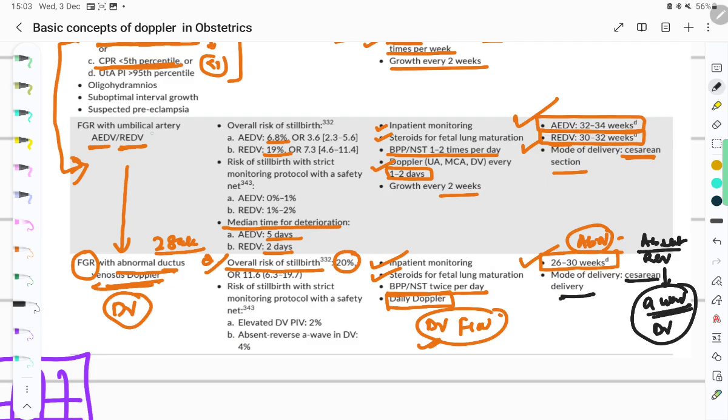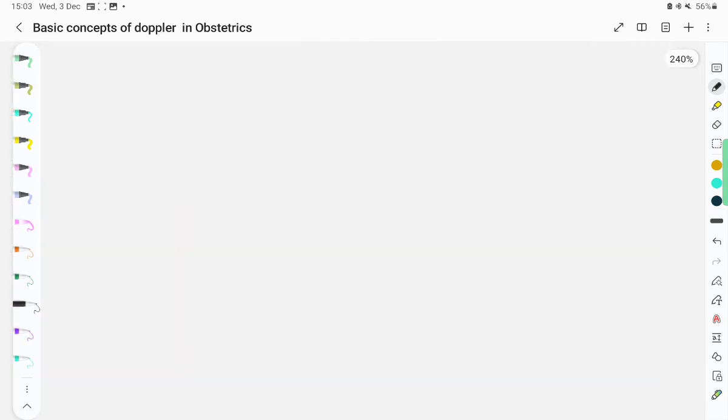If the fetus has absent or reversed diastolic flow and is still very preterm, that is 26 to 30 weeks, then we will check the ductus venosus Doppler. If this Doppler finding becomes abnormal, then we have to deliver by 26 to 30 weeks. So abnormal ductus venosus Doppler is a sign of imminent fetal hypoxia or cardiac compromise. So what is ductus venosus Doppler?